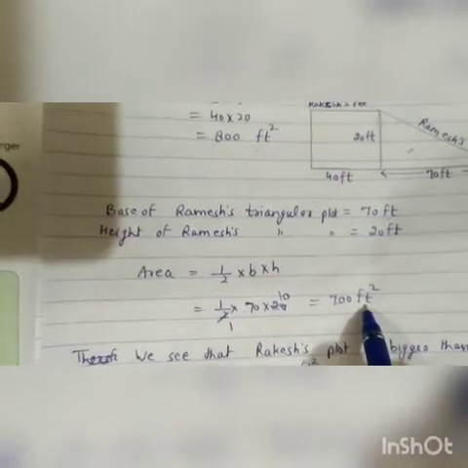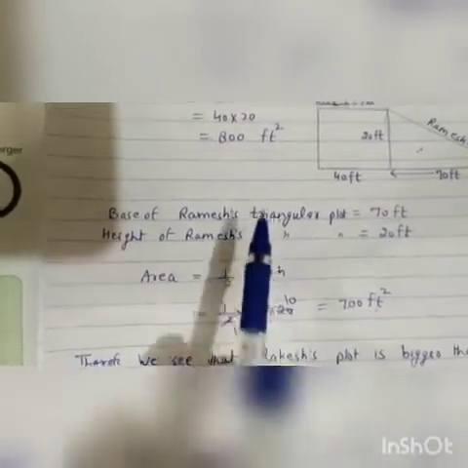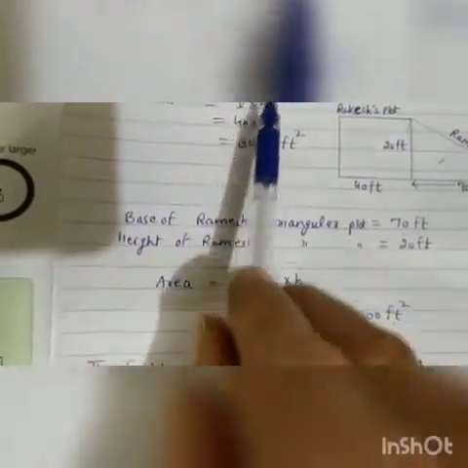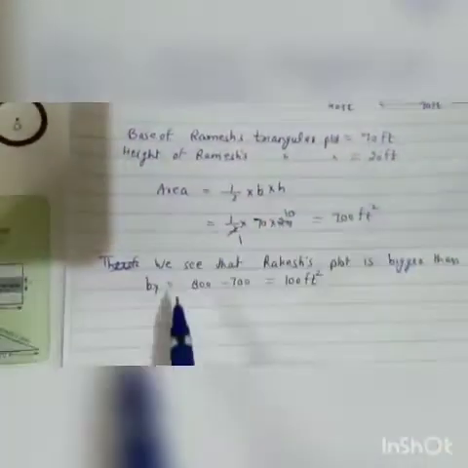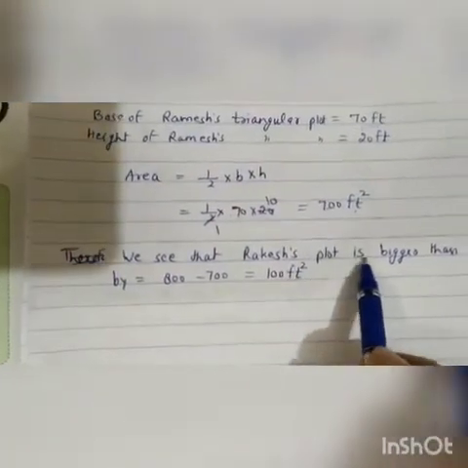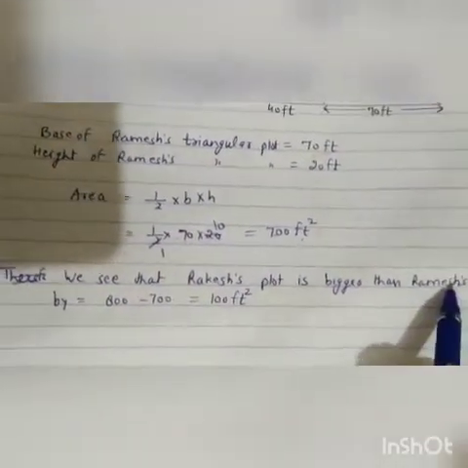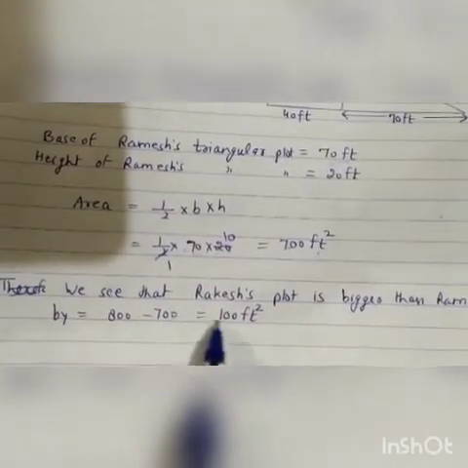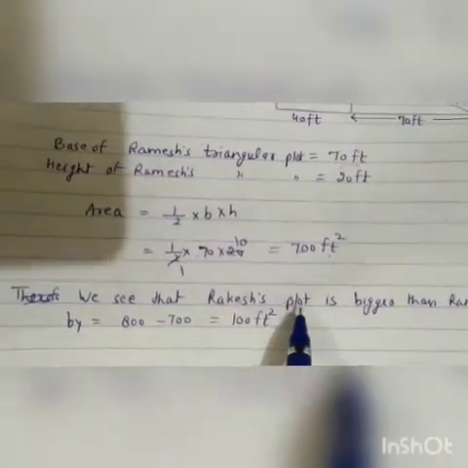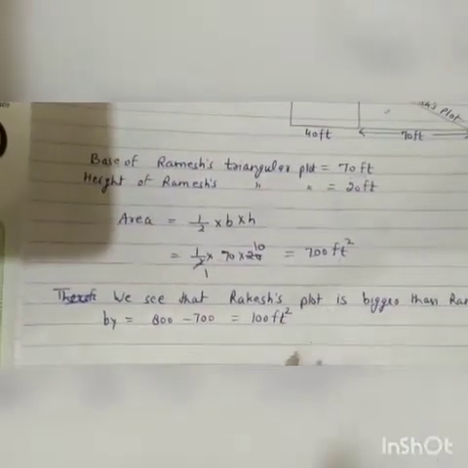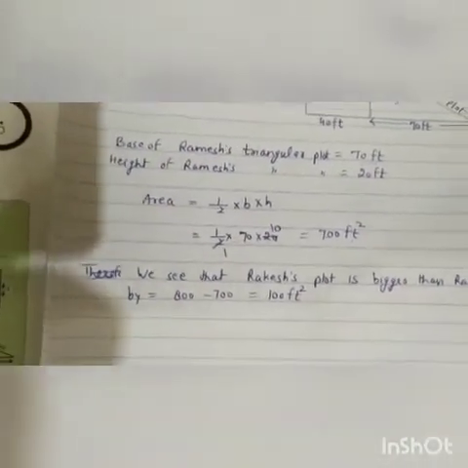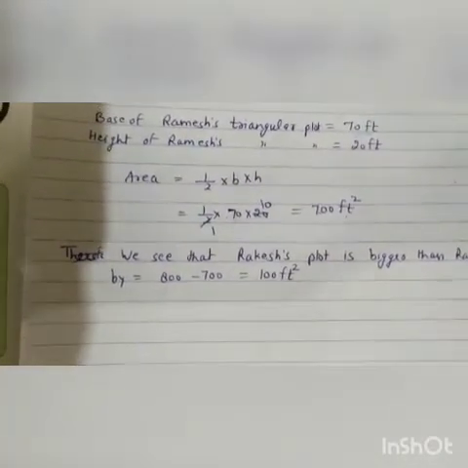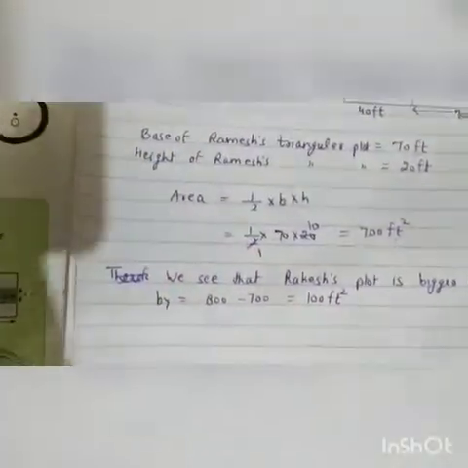So we are observing that this area is bigger. It means Rakesh's plot is bigger. So we see that Rakesh's plot is bigger than Ramesh's plot by 800 minus 700, it is 100 square feet. Means Rakesh's plot is bigger by 100 square feet. Okay? Clear? Now come to the next question.